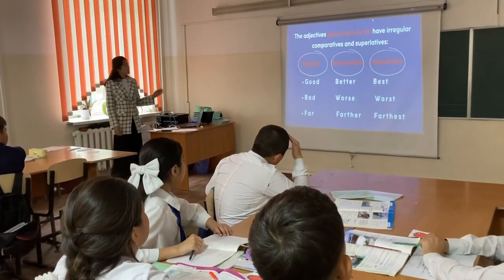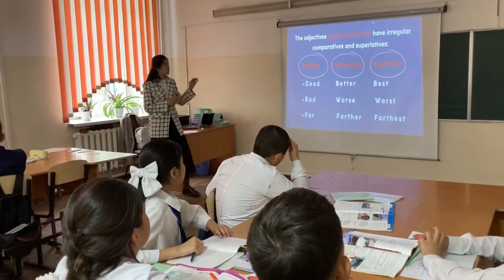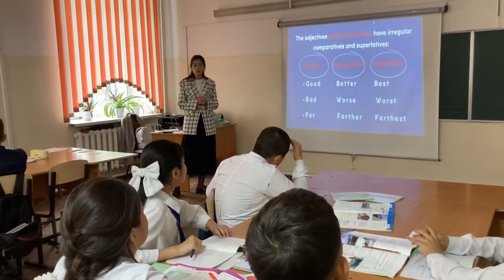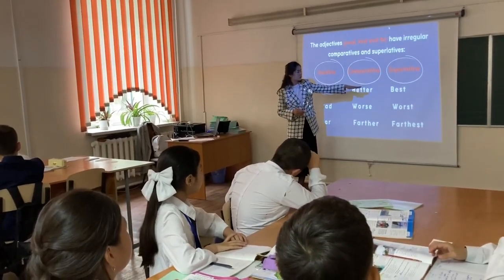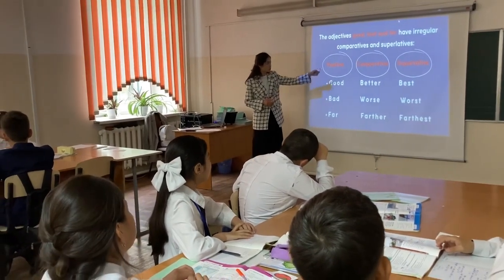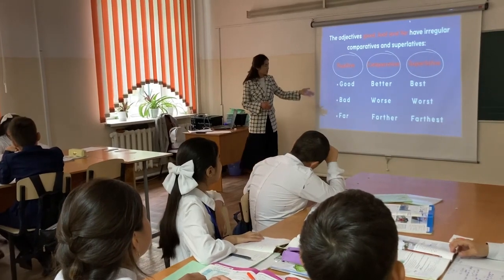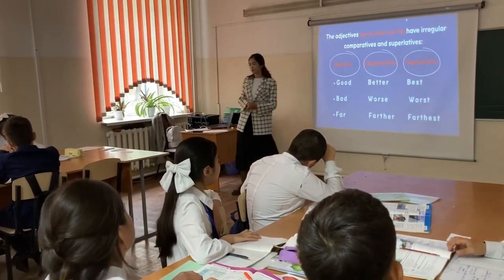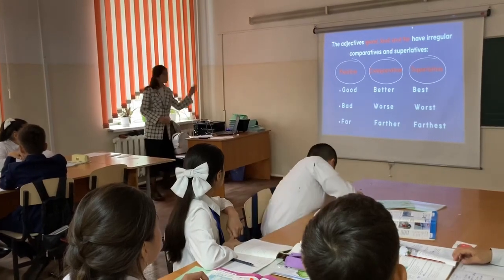The adjectives good, bad, and far have irregular comparatives and superlatives. In comparative degree, better. In superlative degree, best. Bad in comparative, worse. In superlative, worst. And far in comparative, farther. In superlative, farthest. Do you understand the new lesson?